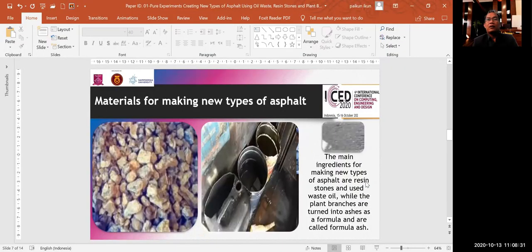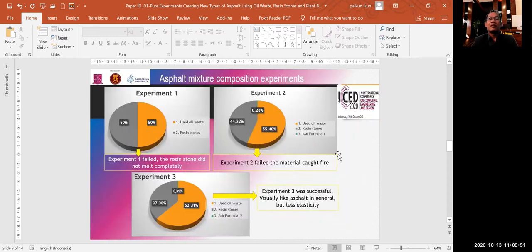Material for making the new type of asphalt. The main ingredients for making the new type of asphalt are resin stone and used waste oil. Meanwhile, the plant branches are turned into ashes as a formula and are called formula ash. This is the asphalt mixture composition experiment. Experiment 1: 15% used oil waste and 15% resin stone.